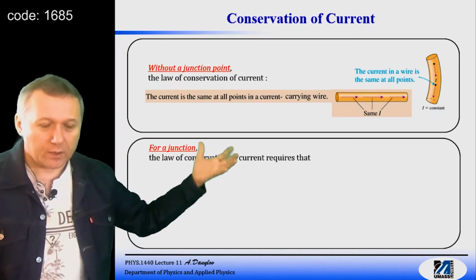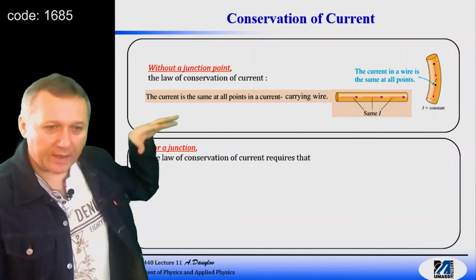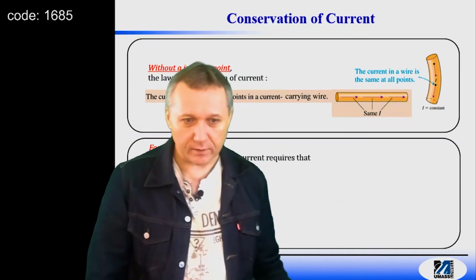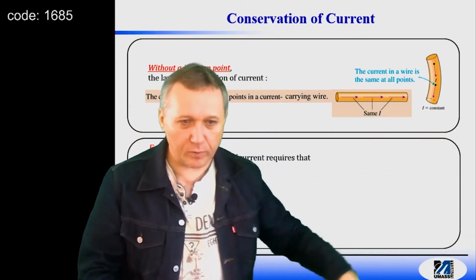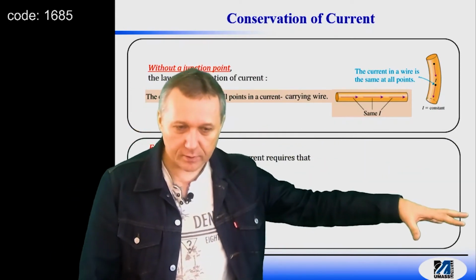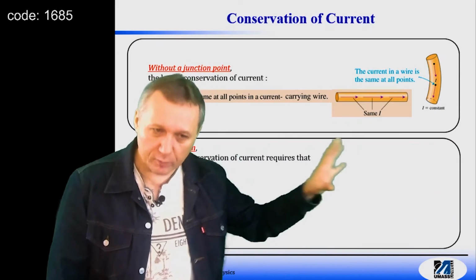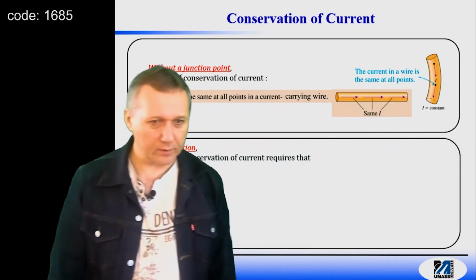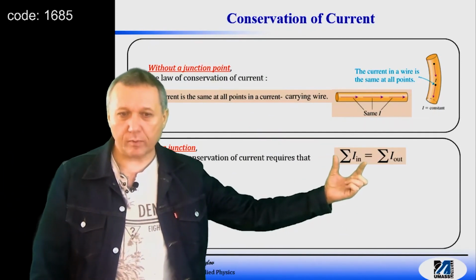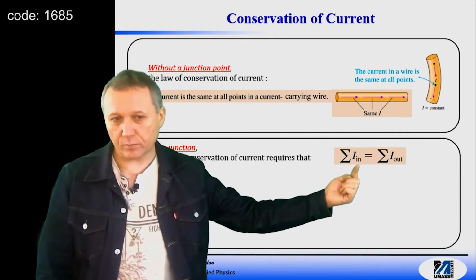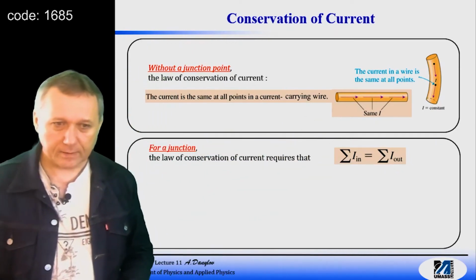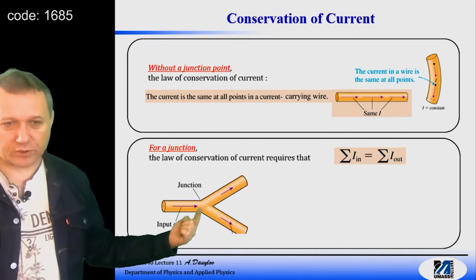Completely logical. The total amount of current entering a junction point must be equal to the total amount of current leaving. Electrons cannot just park somewhere in a junction point and take a rest, right? No. If they were pushed into the junction point, they will also be pushed out of the junction point. No parking and taking a rest somewhere, right? So the total amount of current entering a junction point must be equal to the total amount of current leaving the junction point.